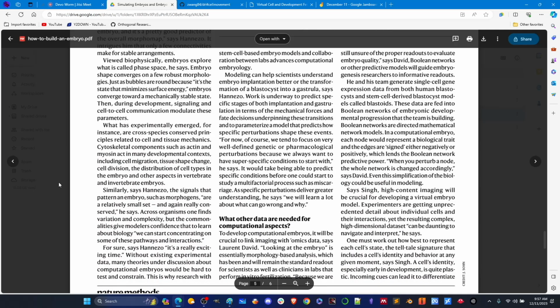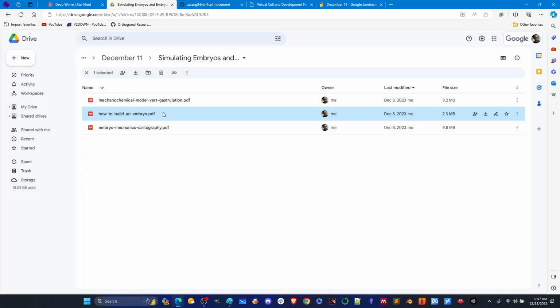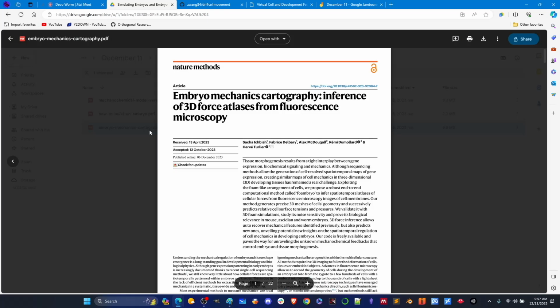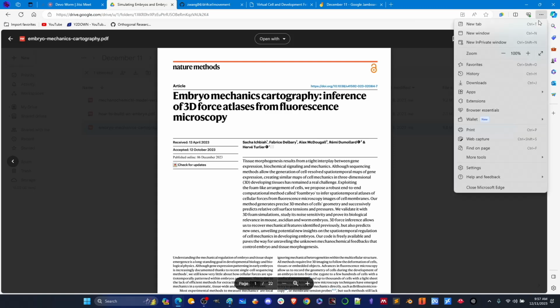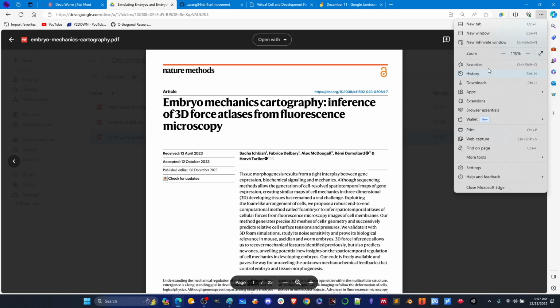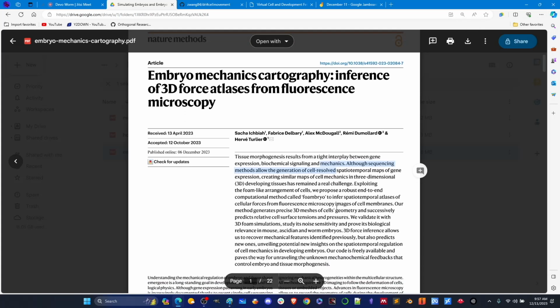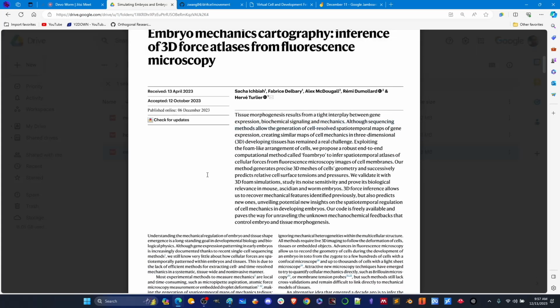So I wanted to go on to the other two papers in this group. This first one is from the Turlier group. This is on embryo mechanics and the work they're doing there. They have embryo mechanics cartography, inference of 3D force atlases from fluorescence microscopy. This is talking about the methods behind the maps they're building. I'll just read through the abstract and then I'll move to the other paper.